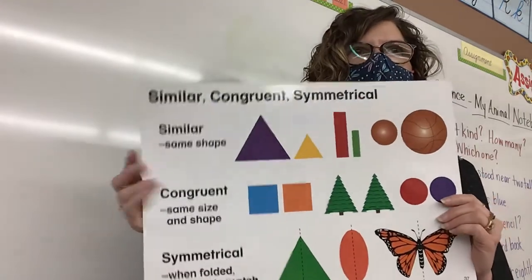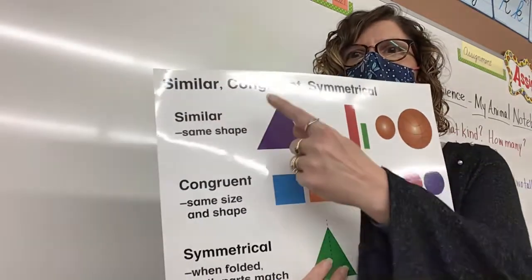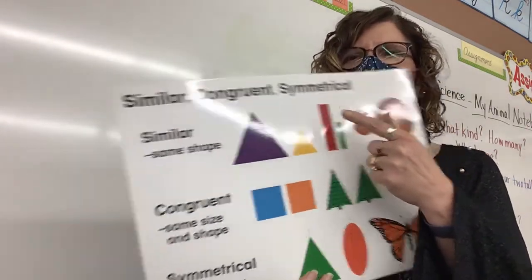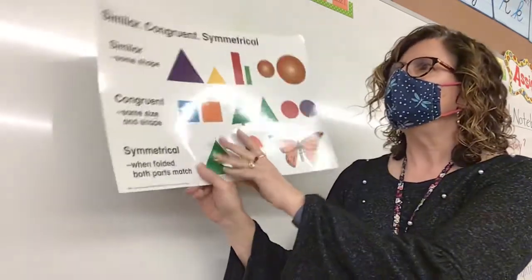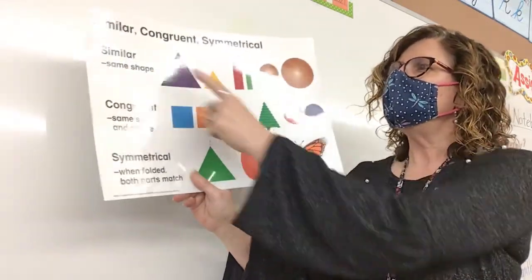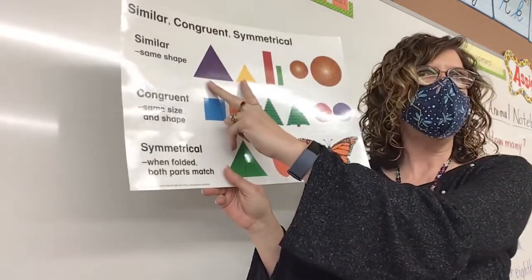So we're going to move on, talking about shapes. We're going to learn the words similar, congruent, and symmetrical, or symmetry. All right, so similar means they are the same shape, but different sizes. So notice, these two are both triangles.